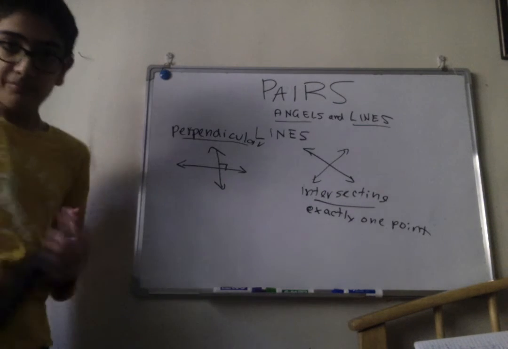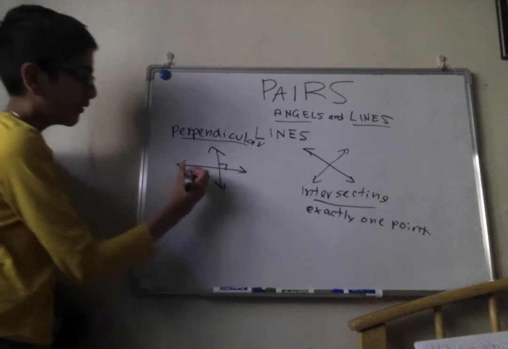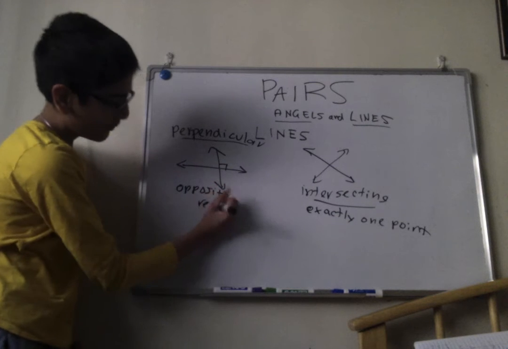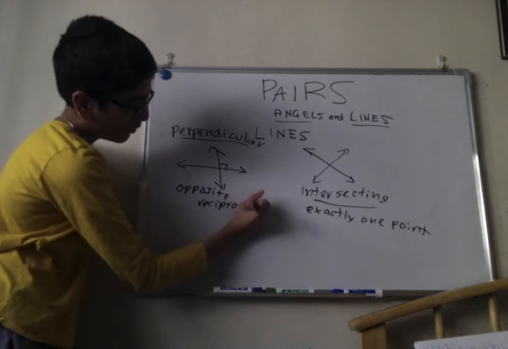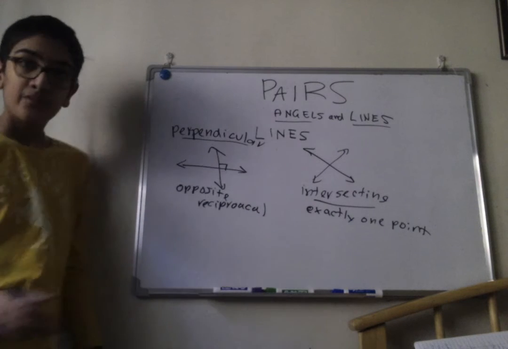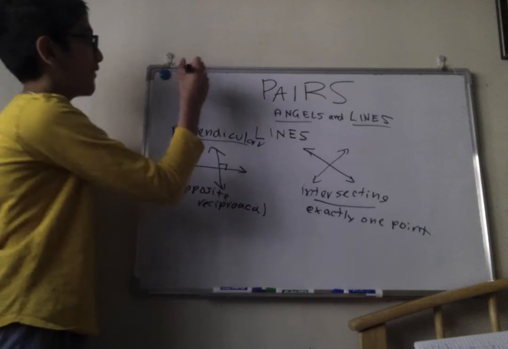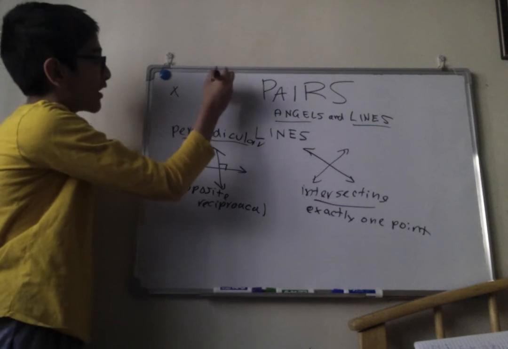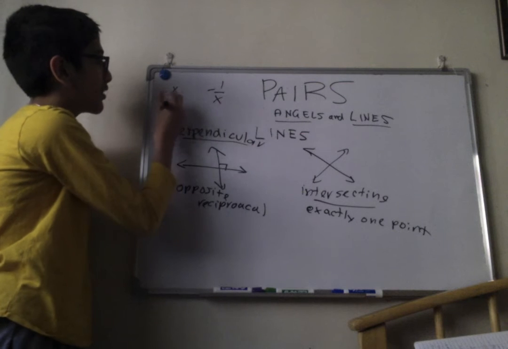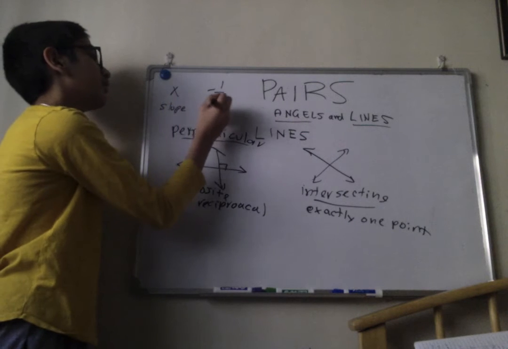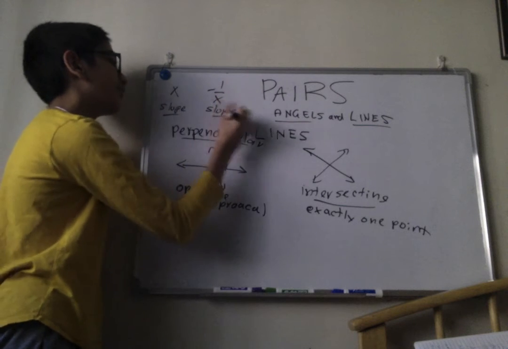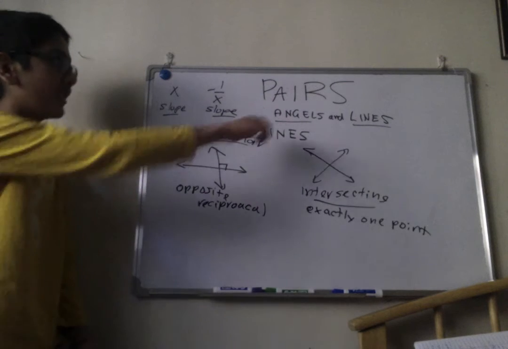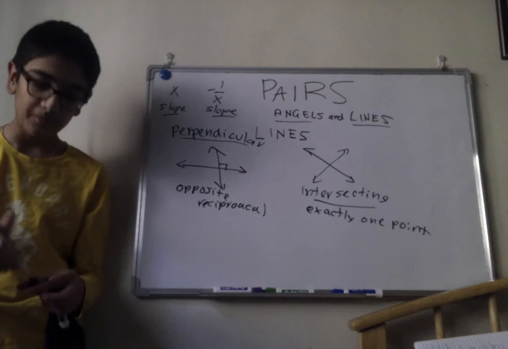And let's talk about slope for perpendicular lines. Perpendicular lines' slopes are opposite reciprocals. What does that mean? Well, if I have a slope of x for this line, the line perpendicular to it would have a slope of negative 1 over x. These are only for linear functions, because only lines can be perpendicular. They're not perpendicular parabolas.